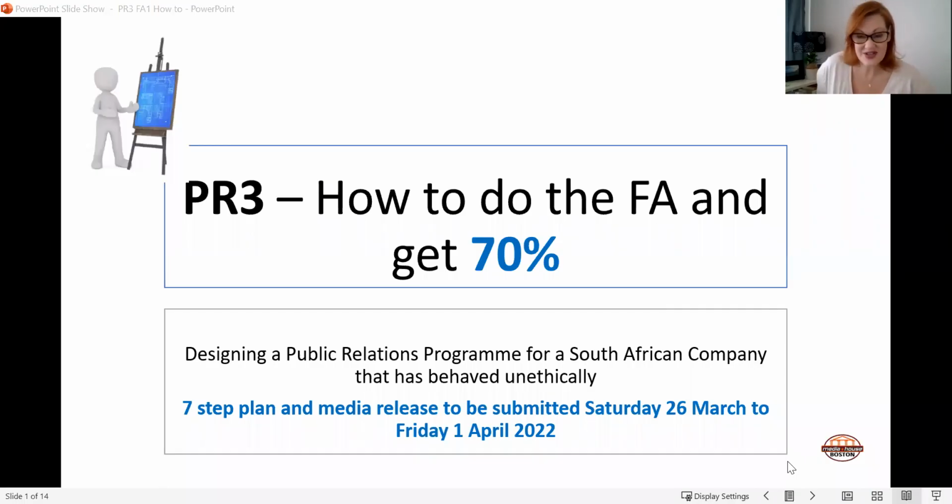So let's now look at the document that I have put on Cole Campus for you, and you can look at this and really see how we expect this assignment to be done. So how to do your formative assessment and get 70%. Remember, 70% is our goal for the year, to make sure that you show that you really have an understanding of everything to do with public relations.